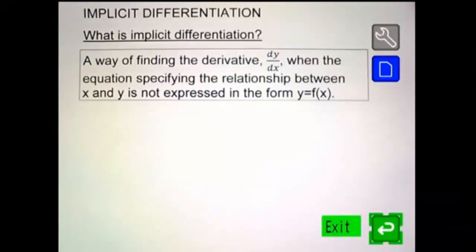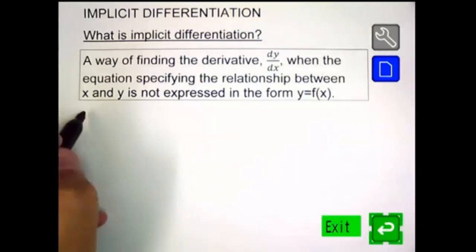I'd like to talk a little bit about what implicit differentiation is, how you go about using it, and when you would use it. So let's just start here. Basically, intuitively, informally, I guess I should say, implicit differentiation is a way of finding the derivative dy over dx when the equation specifying the relationship between x and y is not expressed in the form y equals something in x. Maybe by contrast, I can illustrate what I mean there.